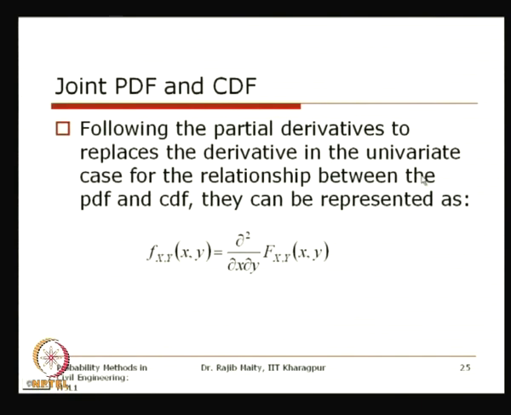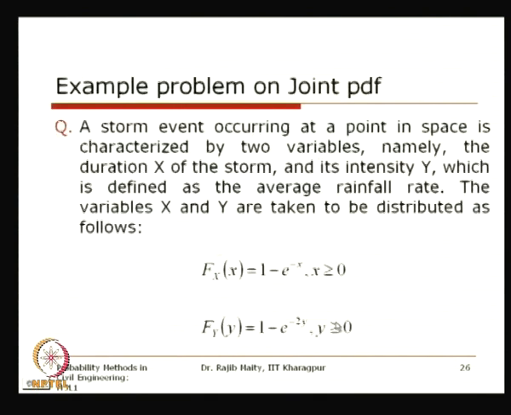Now it is clear how the joint PDF and CDF are related to each other: f(x,y), the joint PDF, is the double differentiation of the CDF with respect to both x and y. So if we differentiate the CDF, we will get the joint PDF. This is the relation between the PDF and CDF, similar to the single random variable, where we took only a single differentiation with respect to that particular random variable.